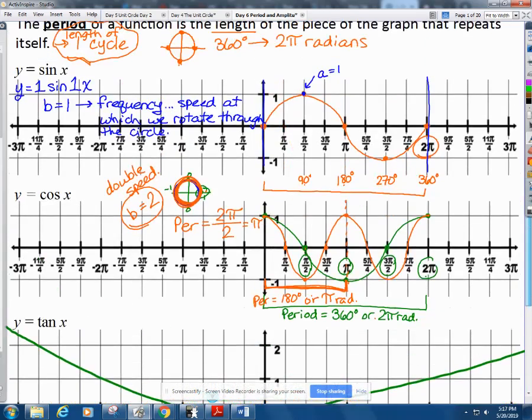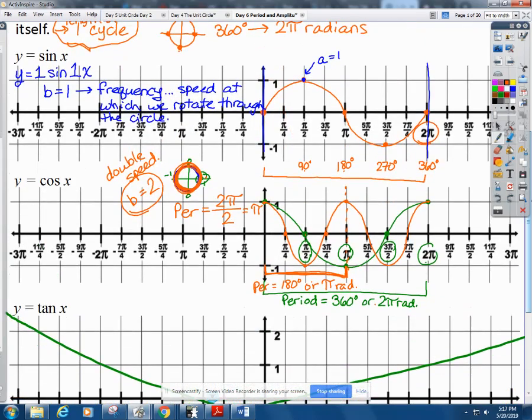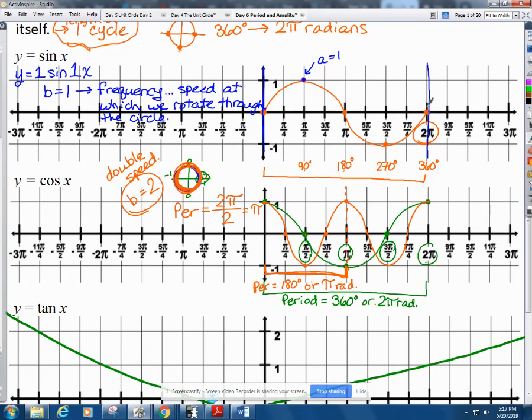So let's look at the graph for sine and see if you can understand this. So I graphed the sine function, the parent function, y equals sine x, with an a value of 1 and a b value of 1. So b is 1. That means it goes around one time from 0 to 2 pi. It starts here, and it makes one complete sine curve and stops at 2 pi.